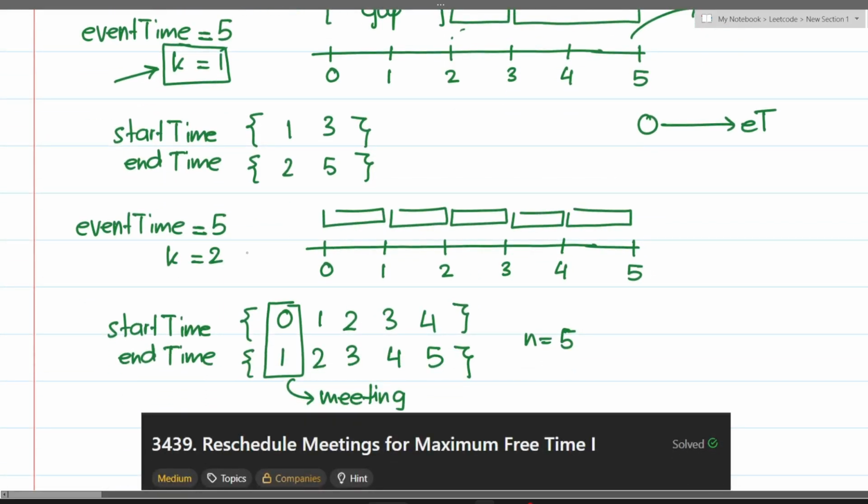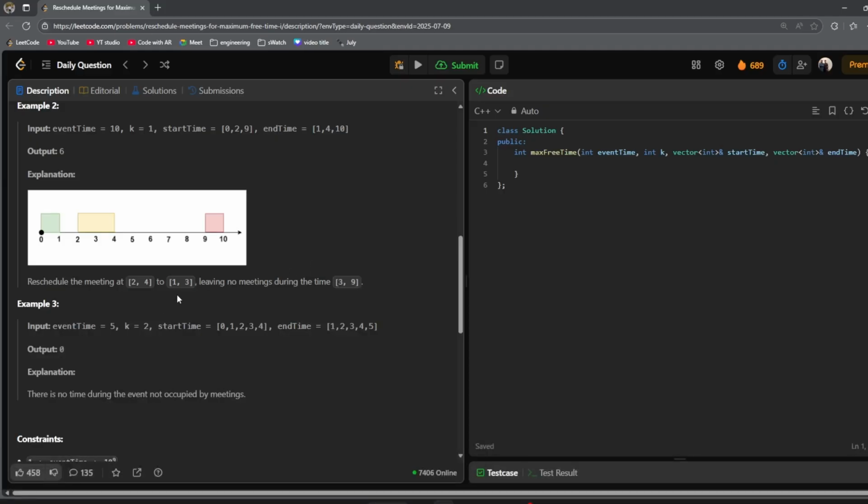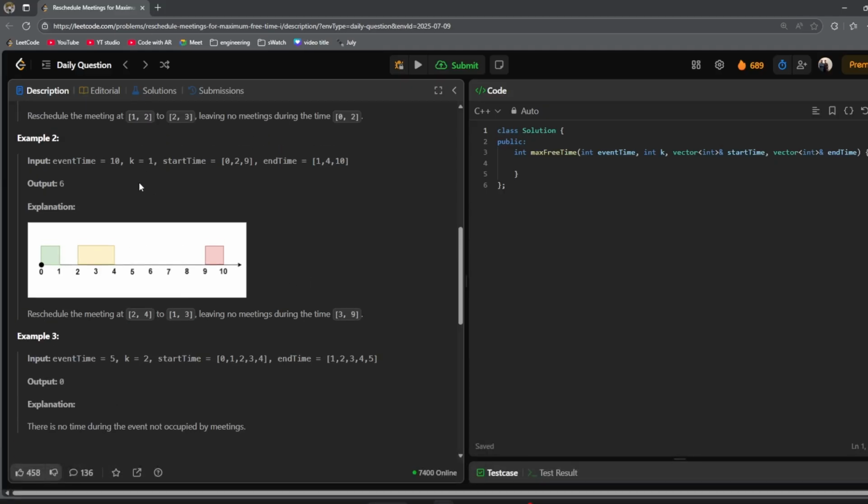Now for another test case, we are given k as 2, but what we are observing over here is that there is no free time at all. So in this particular test case, the answer which you will return at the end of the day is going to be 0. Even if we see the second test case given to us over here, the event time is 10, k is 1, and then these are the starting times and the ending times. The first event starts at 0, ends at 1, so on and so forth, 2, 4, and then 9, 10. Now k is given to me as 1.